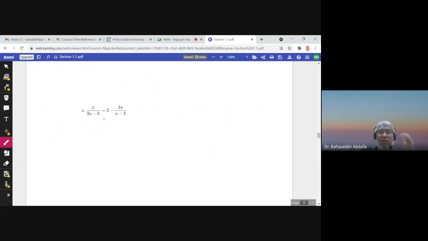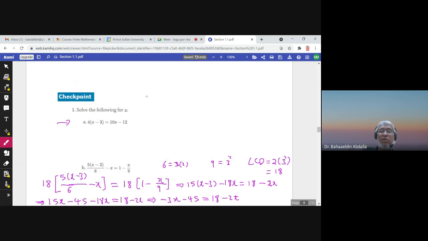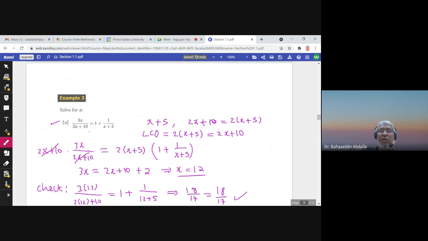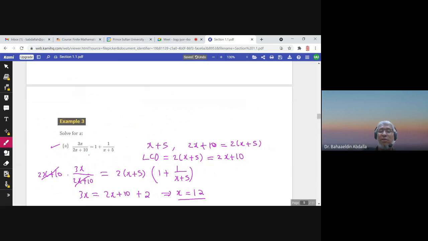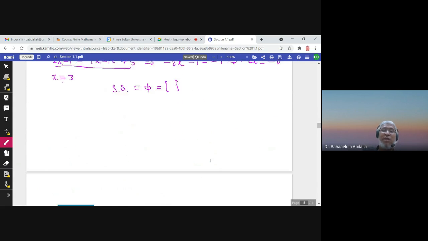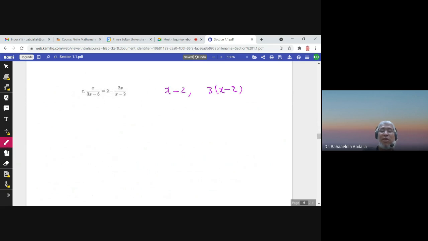Let us solve this equation also. Notice here that x minus 2 and 3x minus 6 is just 3 times x minus 2. So this is similar to the one we just did, to this one. x plus 5 and 2x plus 10. This is similar. x minus 2 and 3x minus 6. So I will leave it for you.